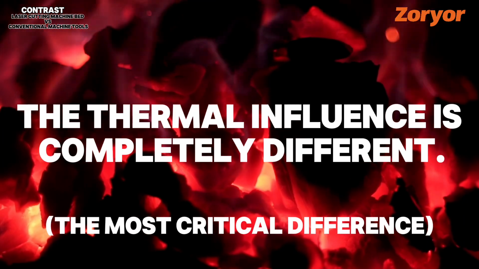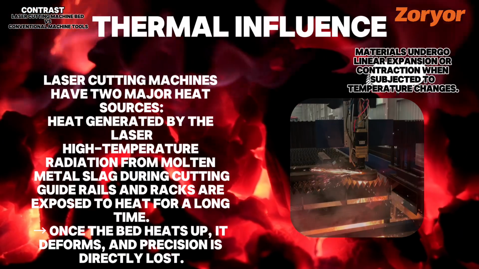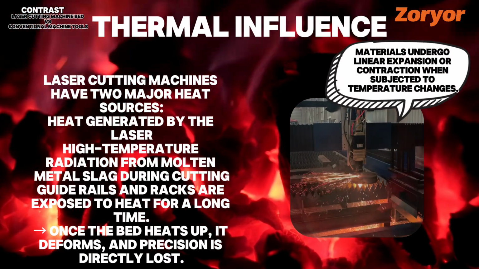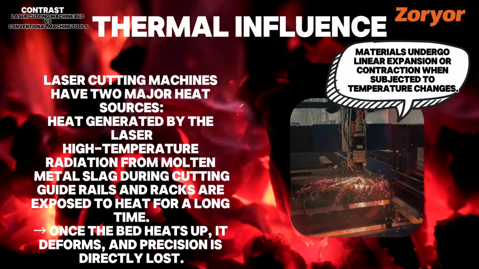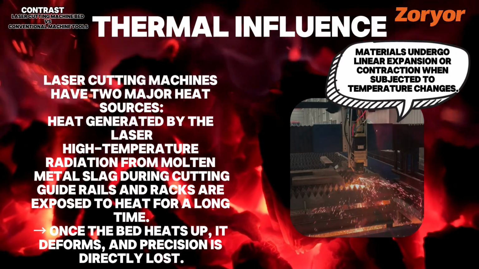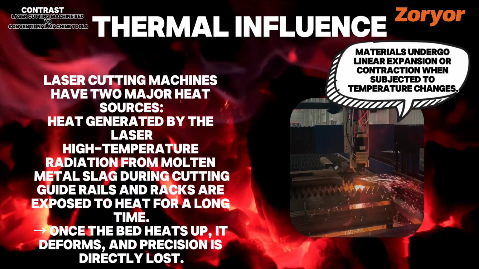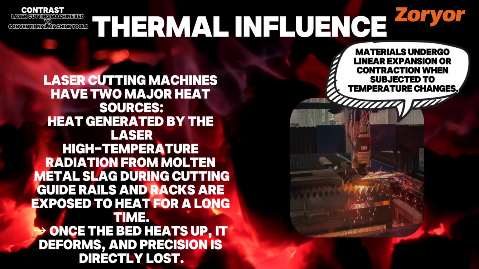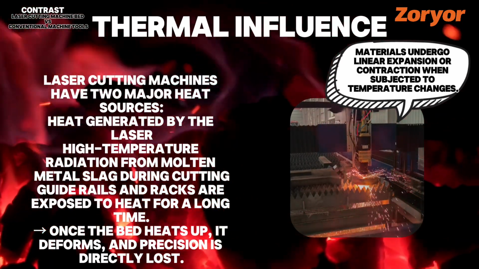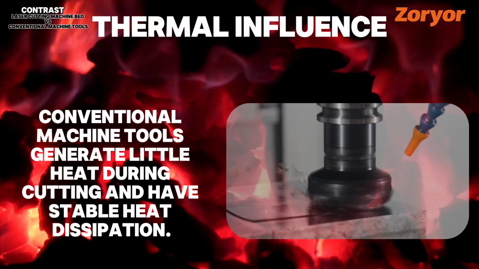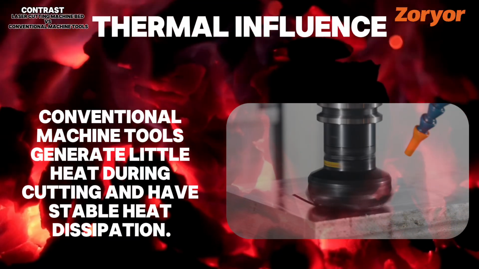The thermal influence is completely different. Laser cutting machines have two major heat sources: heat generated by the laser, and high-temperature radiation from molten metal slag during cutting. Guide rails and racks are exposed to heat for a long time. Once the bed heats up, it deforms and precision is directly lost. Conventional machine tools generate little heat during cutting and have stable heat dissipation.